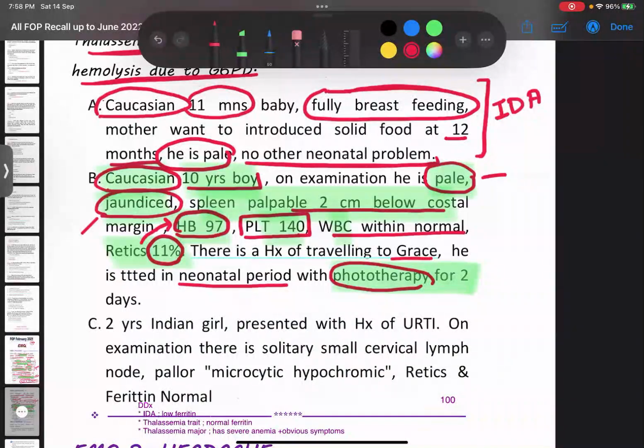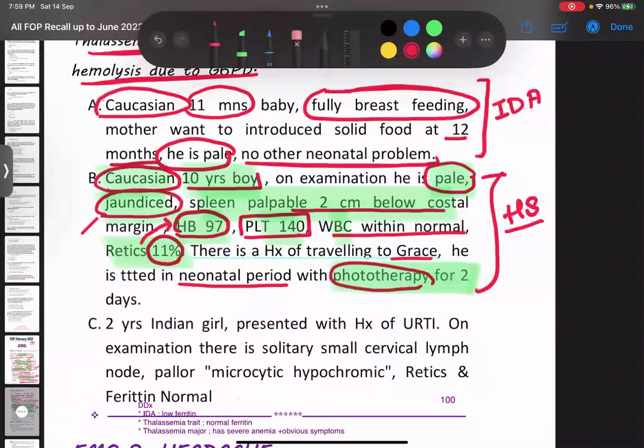So any Caucasian child with splenomegaly plus a positive neonatal history of jaundice, you have to consider hereditary spherocytosis. Here we have so many points in favor: Caucasian, hemolysis features, low hemoglobin, splenomegaly, neonatal history of phototherapy. 5 points in favor. So this is a case of hereditary spherocytosis. Okay. What is the pattern of inheritance? Autosomal dominant. In that case, we'll find some family history of a similar kind, especially family history of gallstone.